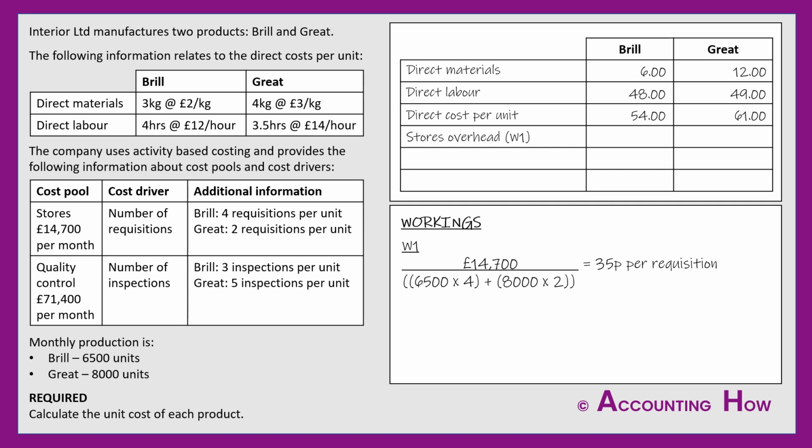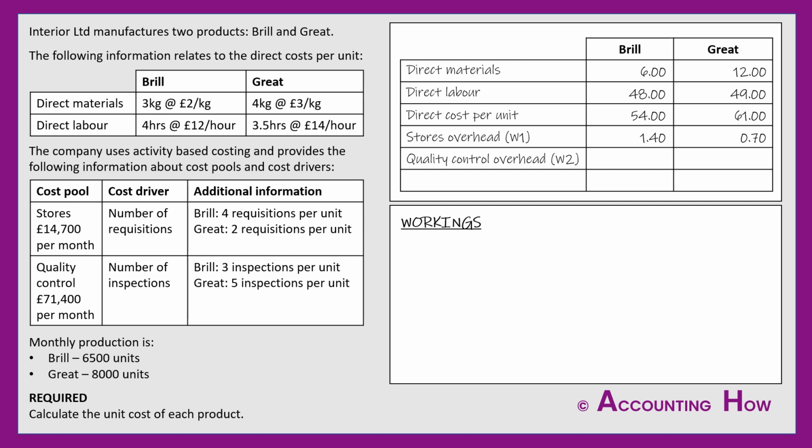So a brill needs 4 requisitions per unit. So 35 pence per requisition times 4 requisitions means the brill needs to be assigned £1.40 towards the requisitions. And then for the grate, they only need 2 requisitions, so that's just going to be 70 pence. And then I'm going to do the same thing for quality control.